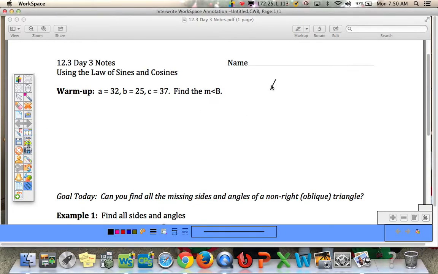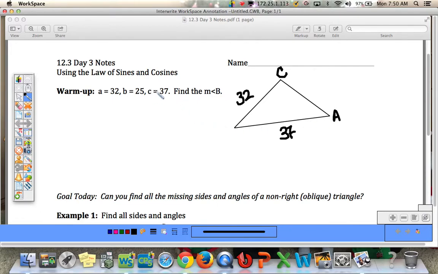So you should start by drawing this. We don't know what the angles look like, so I'll draw my triangle. And let's say we have 37 is the largest side. That should go across the largest angle. So here's 37, and that's across from side C. If side A is 32, that would be across from angle A. And if side B is 25, that would be across from angle B.